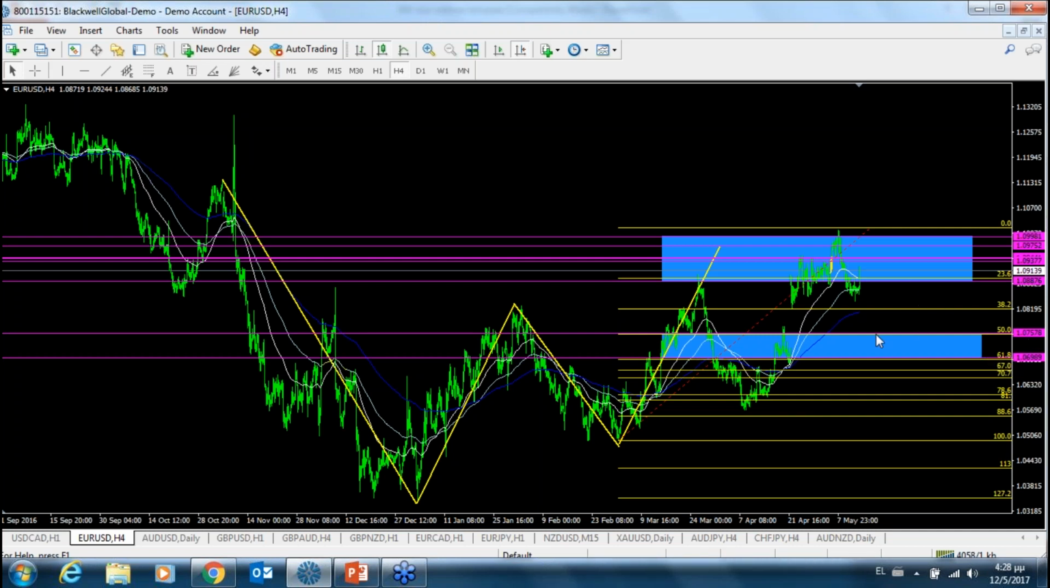So in other words, it's within this blackened area here, not the blue zone. This blackened area here is your trading area for a sell, for your Euro USD 4-hour chart. So there you go, guys. We've got USD CAD and we've got Euro USD.